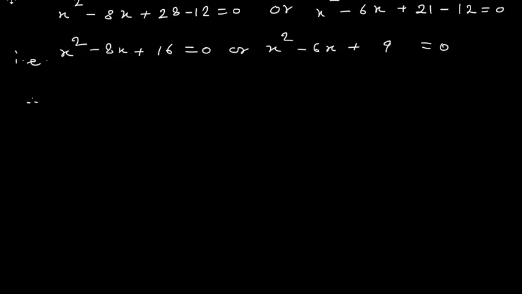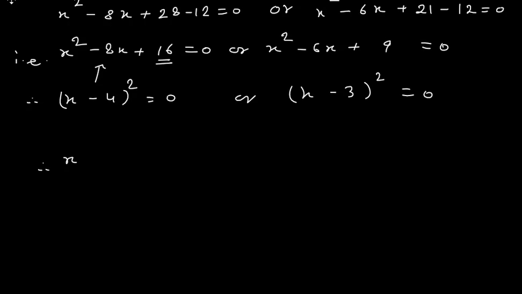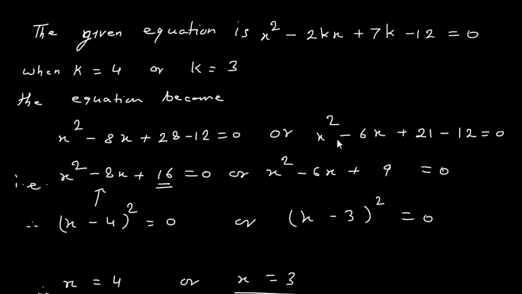So this is actually x minus 4 the whole square, x minus 4 the whole square is 0, right? Now this 16 is the square of 4, and the middle term is minus, so I write x minus 4. If you expand, you will get the same thing. Similarly here it is x minus 3 the whole square is equal to 0. So this gives you x is equal to 4, or x is equal to 3, which is our required answer, right?